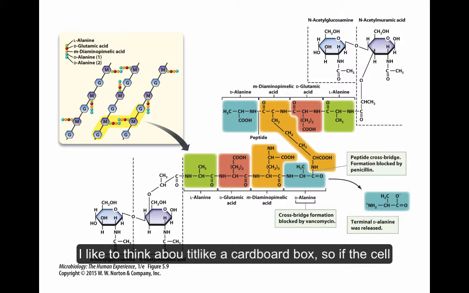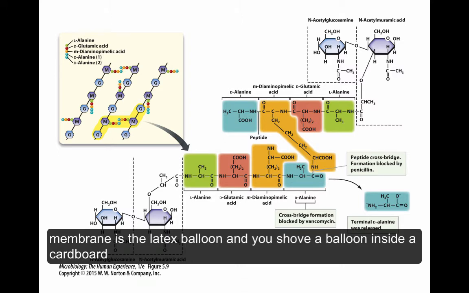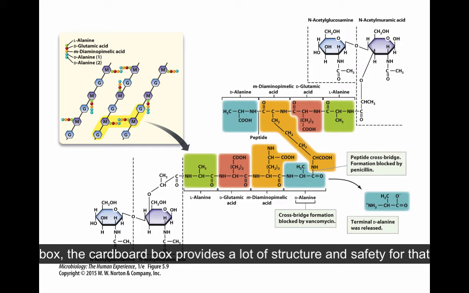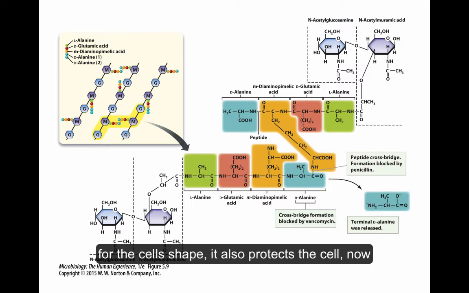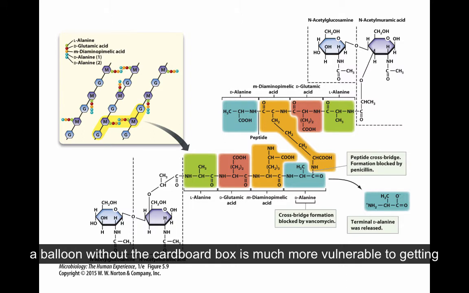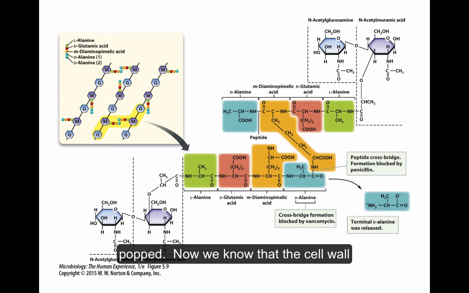I like to think about it as a cardboard box. So if the cell membrane is the latex balloon, and you shove a balloon inside the cardboard box, the box provides a lot of structure and safety for that balloon, but it also gives it its shape. And so the cell wall is responsible for the cell's shape. It also protects the cell. Now, a balloon without the cardboard box, as you can imagine, is much more vulnerable to getting popped.